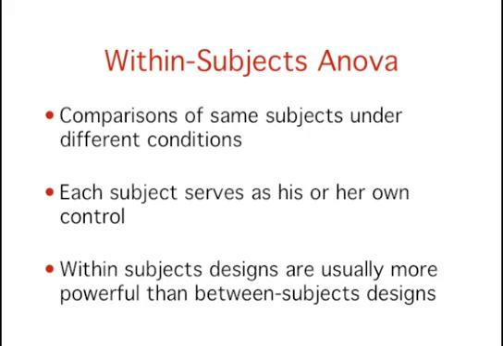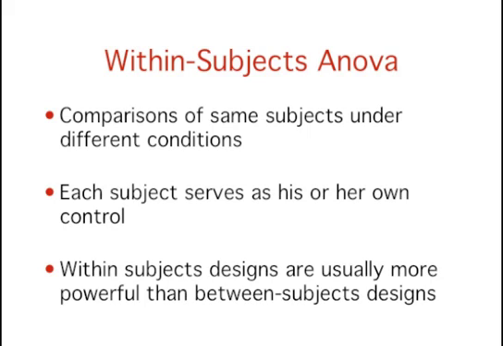A within subjects factor is sometimes referred to as a repeated measures factor, since repeated measurements are taken on each subject. An experimental design in which the independent variable is a within subjects factor is called a within subjects design. An advantage of within subjects designs is that individual differences in subjects' overall levels of performance are controlled. This is important because subjects invariably will differ from one another.